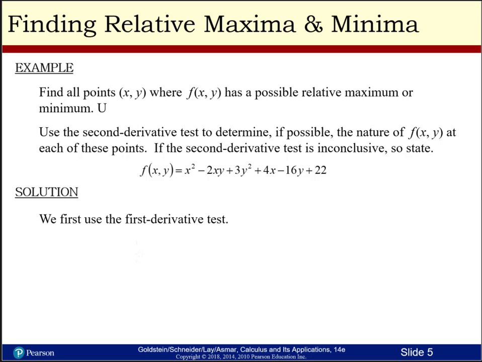So let's take the partial of f with respect to x. We do that and we get 2x minus 2y plus 4. We're going to take the partial of f with respect to y. We'll get negative 2x plus 6y minus 16.